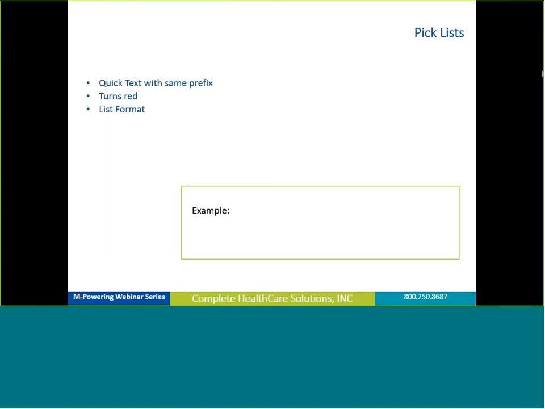Pick lists are very similar to quick text. A pick list is a group of quick texts that all start with a common prefix but have a different ending. Pick lists will turn red inside of a note, and when they are clicked on, you will have a list format. This is an example of what a pick list would look like, how a note would be indicated that there's a pick list inside of a template.